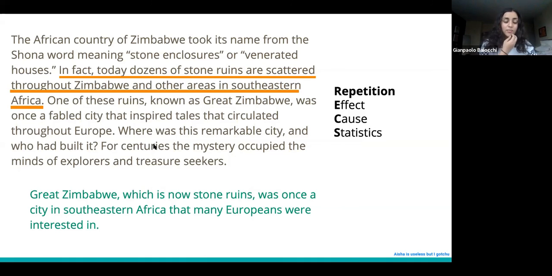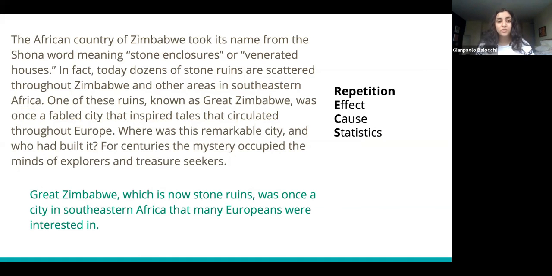I forgot to put it on the screen, but what I'm underlining is the words "In fact, today, dozens of stone ruins are scattered throughout Zimbabwe," because the idea of stone ruins is mentioned twice. Okay, next paragraph, or next two paragraphs.